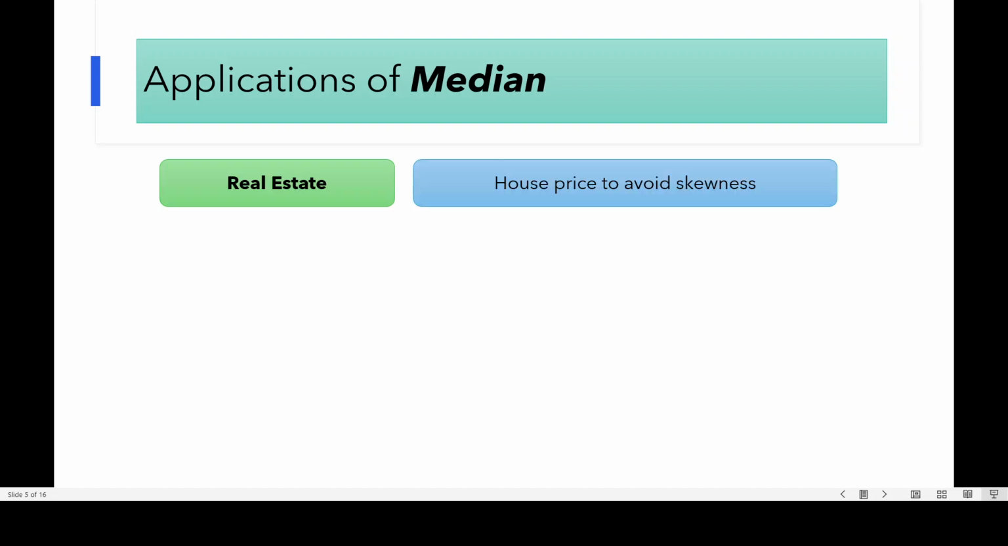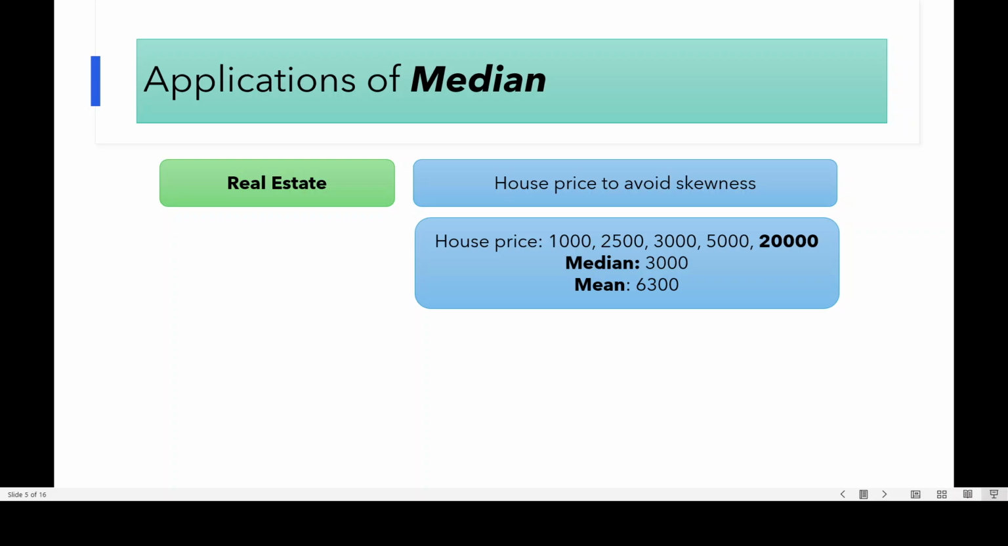In real estate, it is a useful metric for buyers, investors and property managers because it gives the middle value. So here are prices of houses. Median price is 3000 whereas mean price is 6300. For such data, the most appropriate measure of central tendency is the median, because median is not affected by the extreme values.